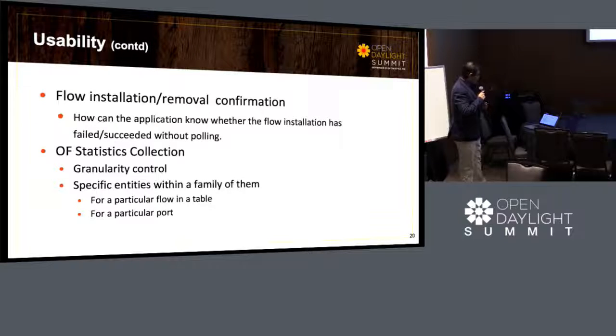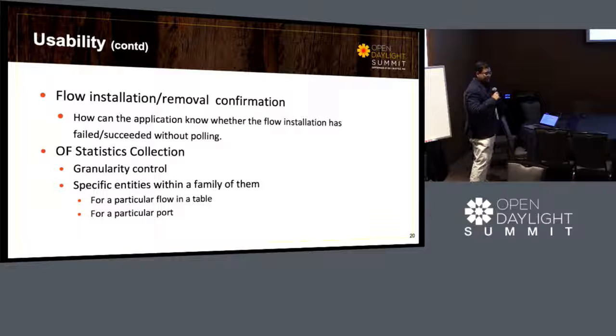Flow installation or removal confirmation is one part that we have always thought of, as in if an application tries and provisions a flow, how does it know that the flow has gone to the switch or not? Currently, it's a bit difficult. So we need to find a mechanism in which we know whether the flow installation has been successful without the application polling it.